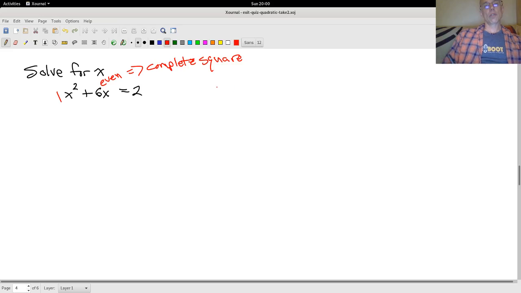If you were going to use the quadratic formula, then we would rewrite this as x squared plus 6x, subtract the 2 over, equals 0. And then you could use the quadratic formula like we did on the previous problem. I'm going to go for completing the square. So I'm going to rewrite this as x squared plus 6x equals 2.